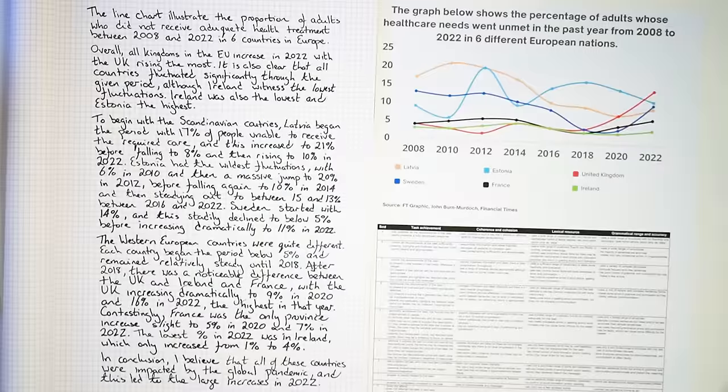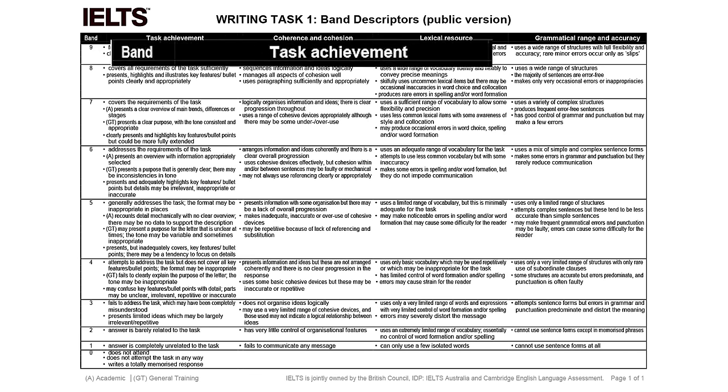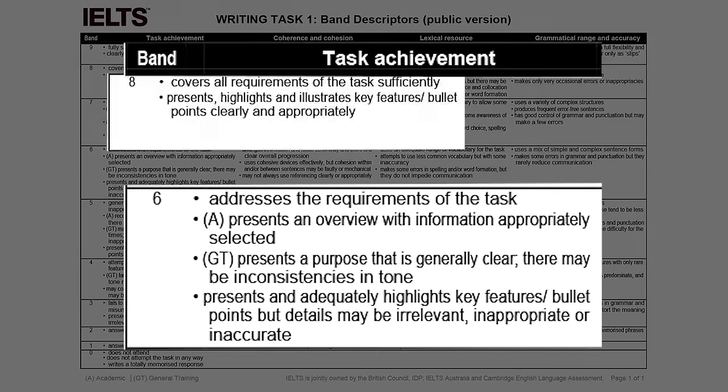So the first thing we're gonna do is look at the band 6 report and show you why it is a band 6. We're going to look at why this is wrong so you can avoid these things, and then we're going to transform the report into a band 8 report. So let's look at the difference for task achievement for band 6 and band 8.